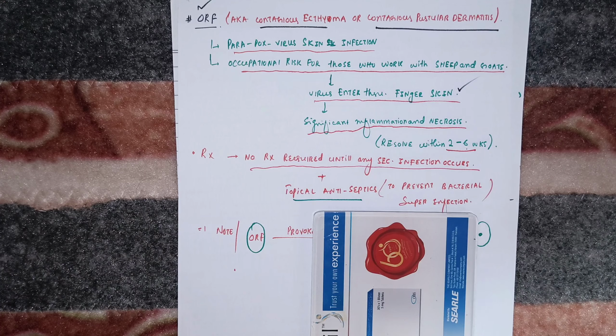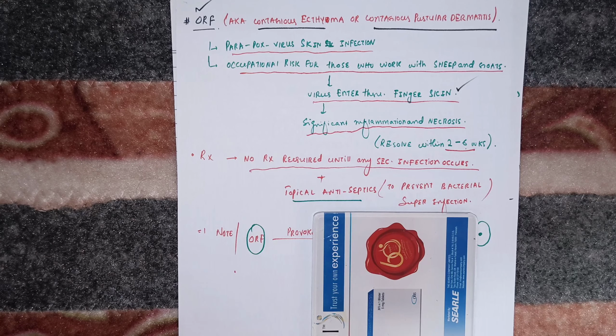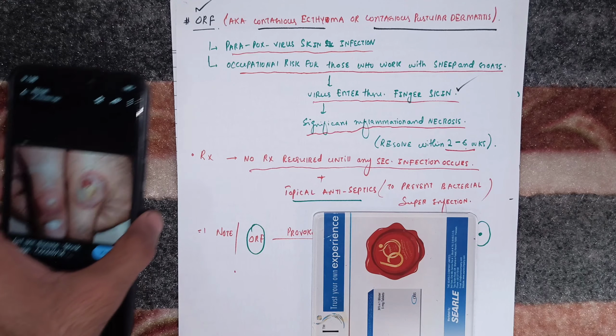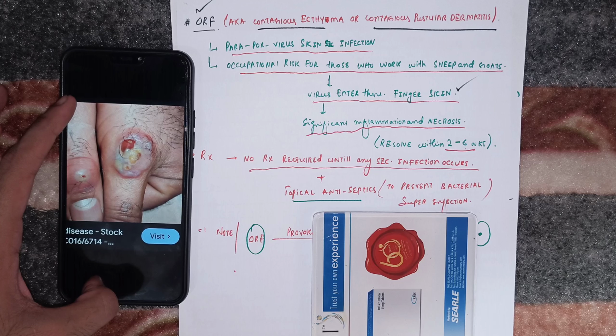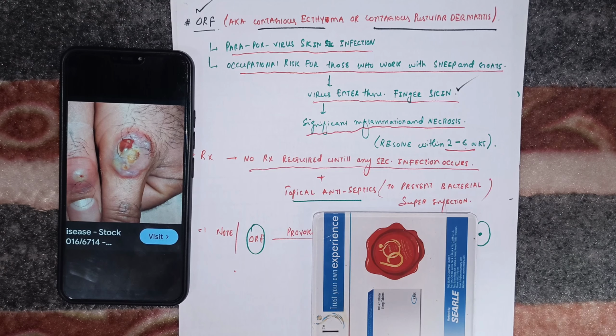ओके, और जैसे ही फिंगर स्किन में एंटर होता है और स्किन पे इतनी ज्यादा इन्फ्लेमेशन और इतना ज्यादा नेक्रोसिस होने लगती है. ठीक है, और बाय द मर्सी ऑफ अलमाइटी इट्स अ वायरल इन्फेक्शन, अपना लाइफ स्पैन पूरा करता है और 2 से 6 हफ्ते के अंदर रिजॉल्व हो जाता है इन्फेक्शन. ठीक है, ओके, can you see this beta? Can you see? This is the skin of the thumb, and you can see lots of inflammation and necrosis. This is the typical ORF infection, okay, by parapox virus, and there is no treatment required until any secondary infection occurs.